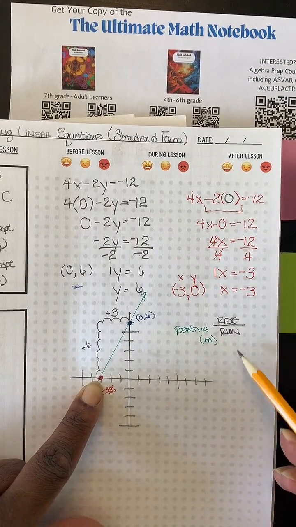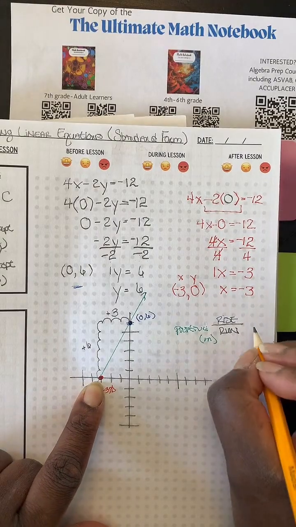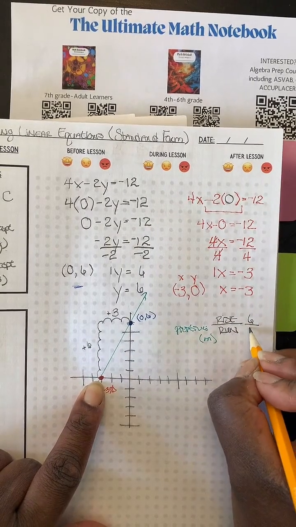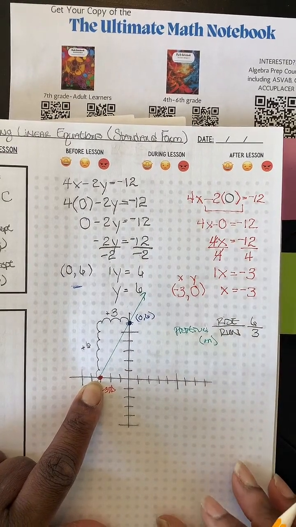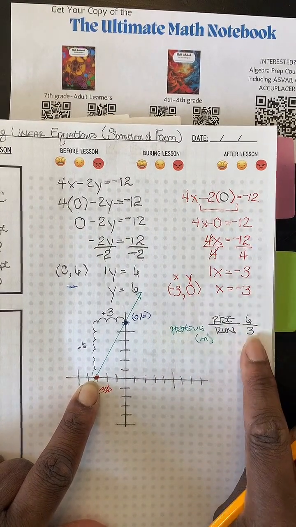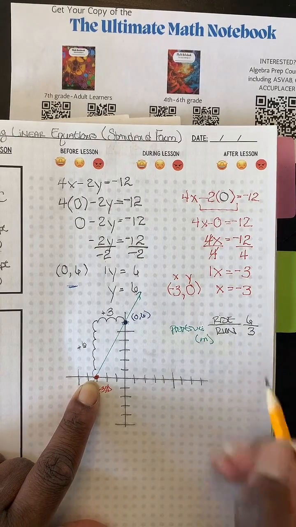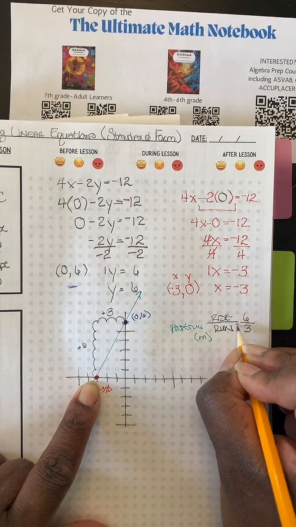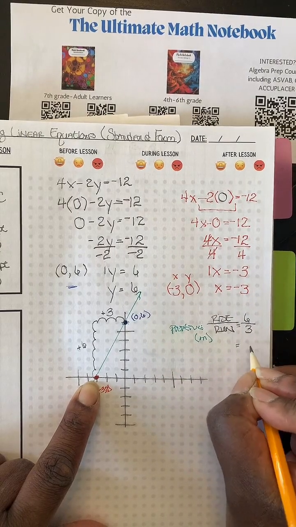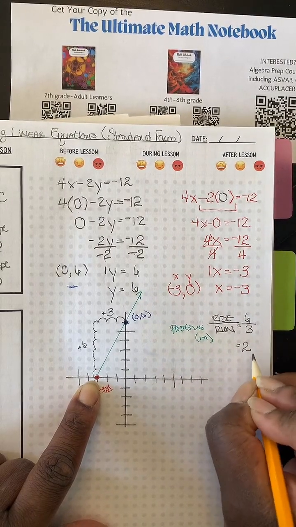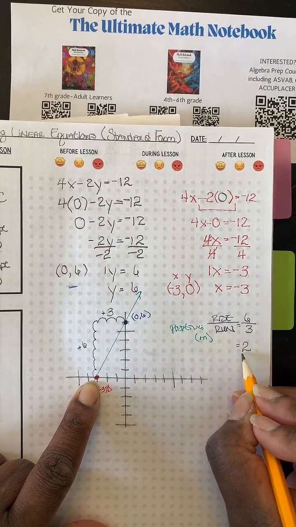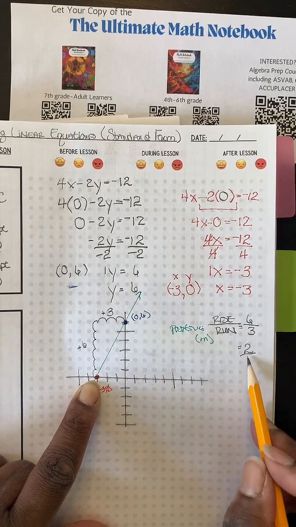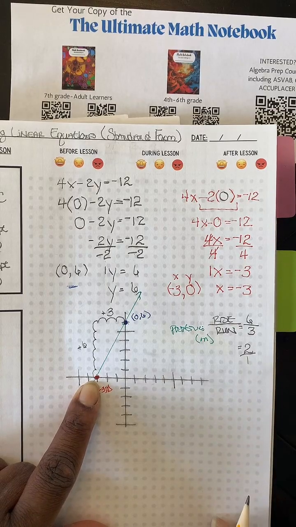With the rise over run, I rose 6 units and then I ran 3 units. But 6 divided by 3 could be simplified. What is 6 divided by 3? And I'm praying to all things holy that you guys are saying it too. So if you want to, you can simplify it and say 2 over 1, or you can give me the whole number of 2.